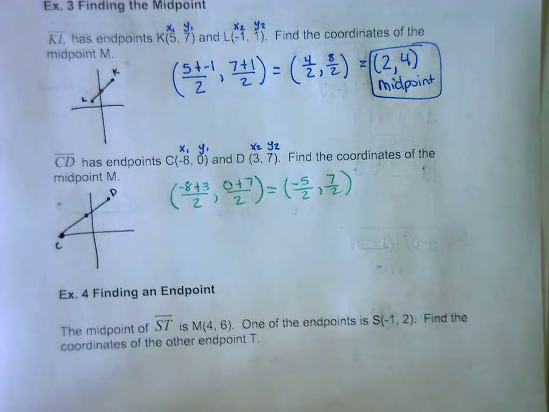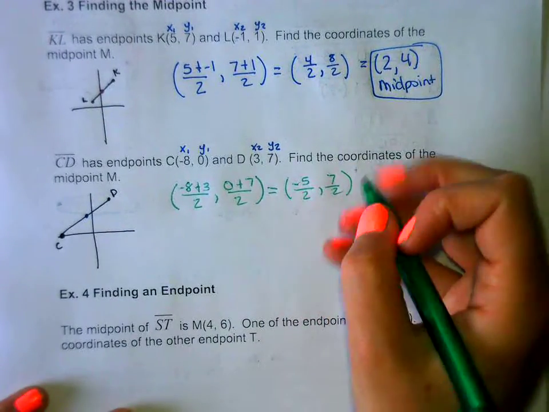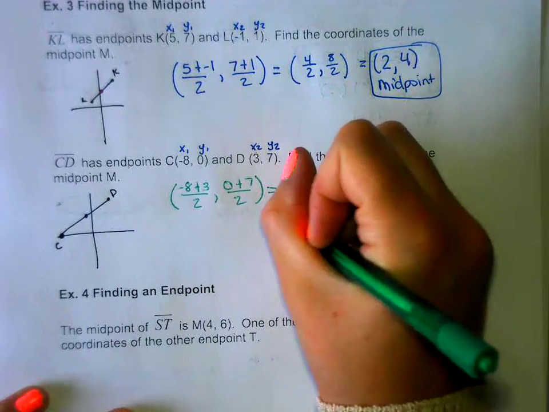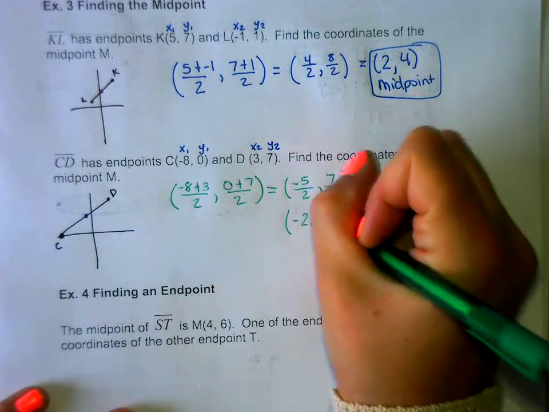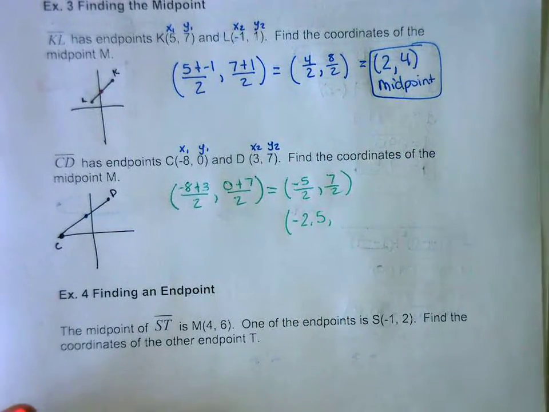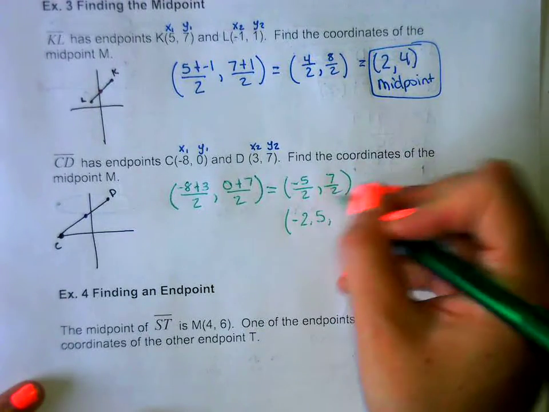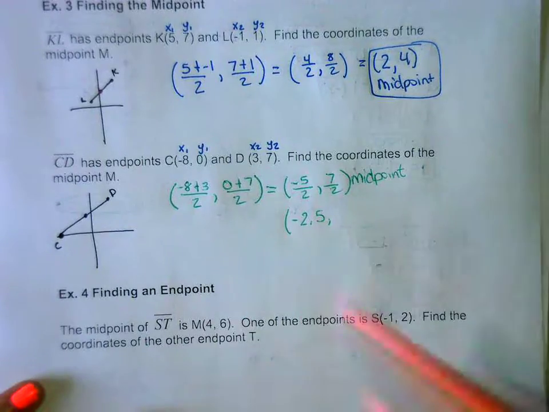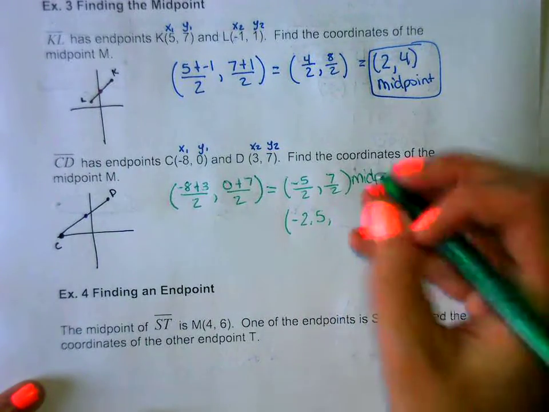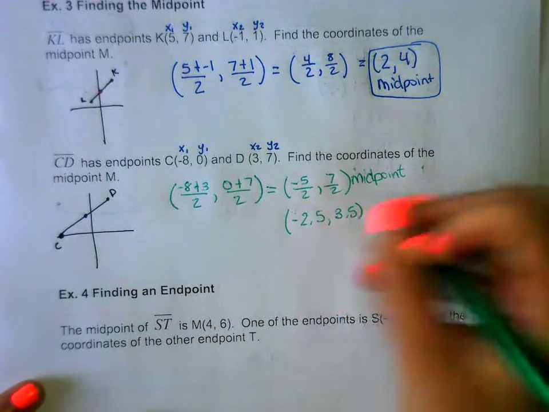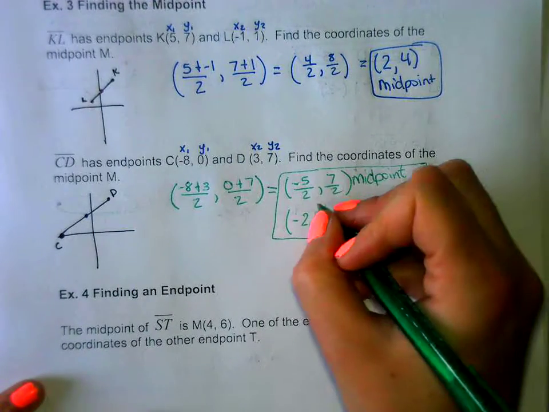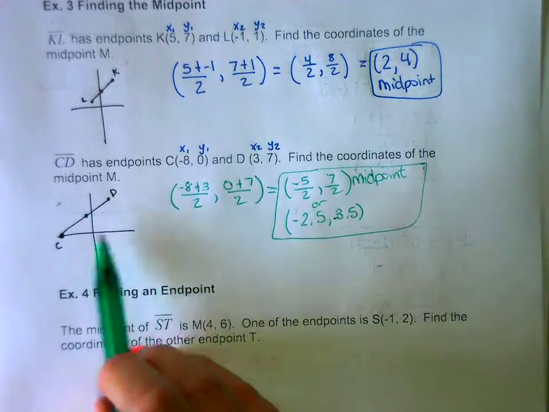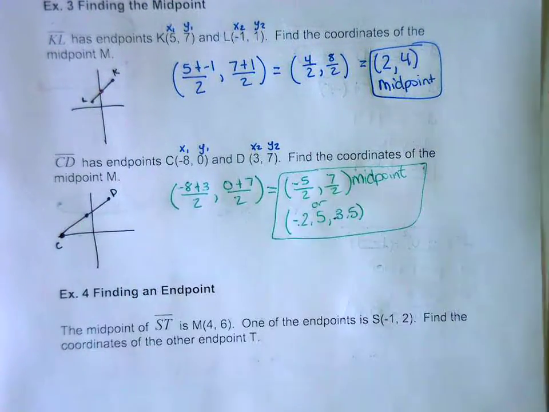Negative 5 divided by 2 is not a whole number, so you can leave it like this, but if you also choose to go in decimal form, I'm okay with that as well. So this would be negative 2.5. 7 divided by 2 is also not a whole number, so you can leave it like this. I will accept this as an answer, as your midpoint, or your decimals, whichever you're more comfortable with. So 7 halves would be 3.5. Either of these would be acceptable for your midpoint. We have a negative x value and a positive y value.